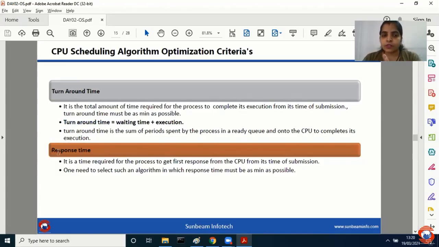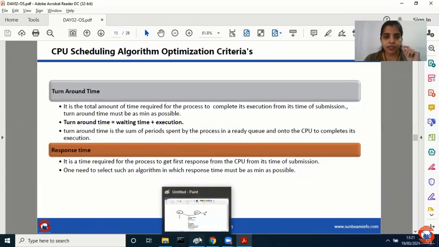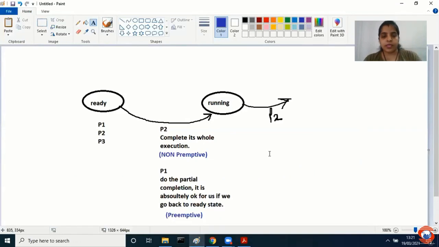Okay, response time means what? It is the time required for the process to get the first response from the CPU after its submission time. One needs to select such an algorithm in which response time is as minimum as possible. For example, I'll give you the difference between waiting time and response time.